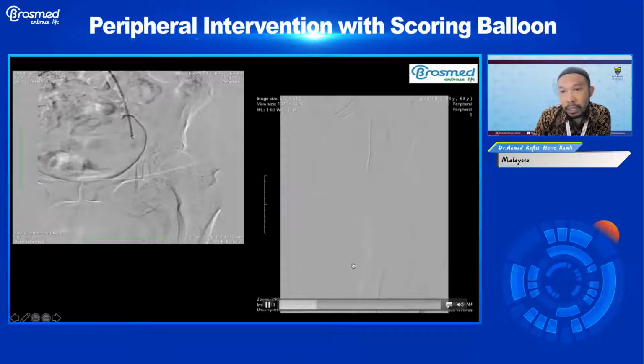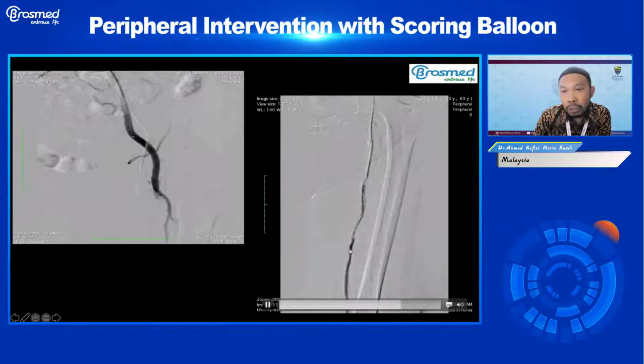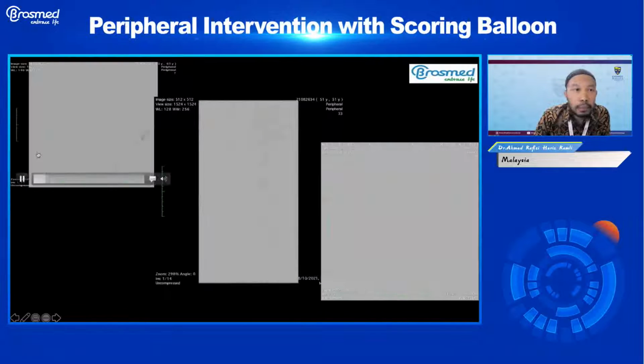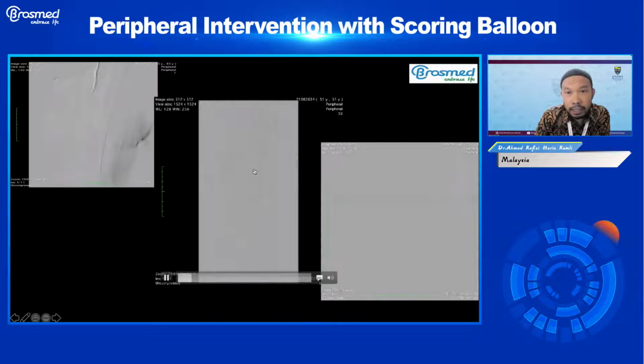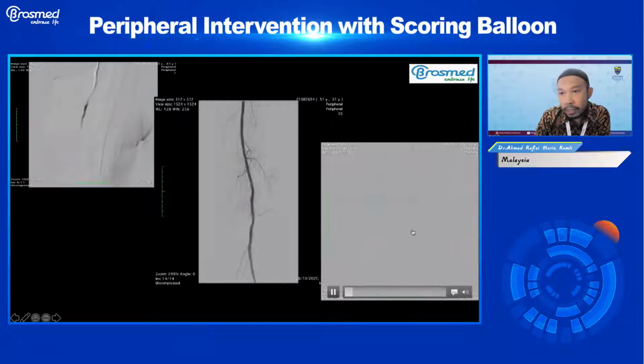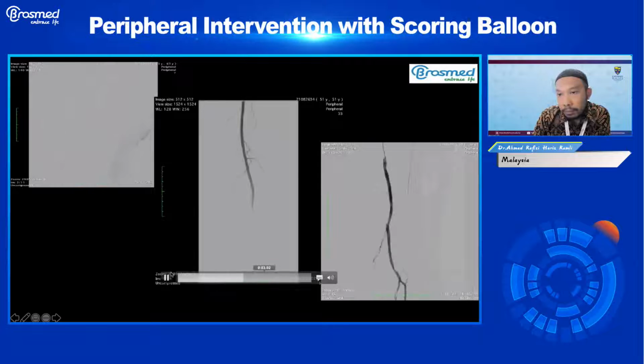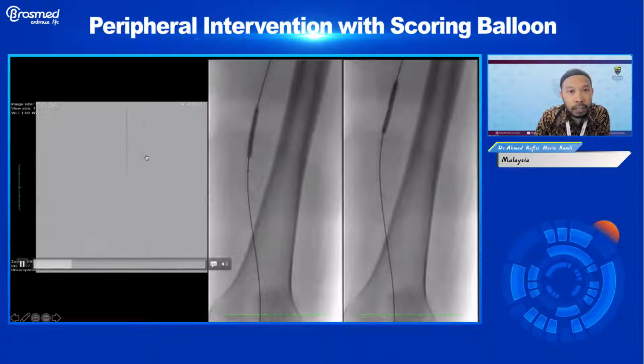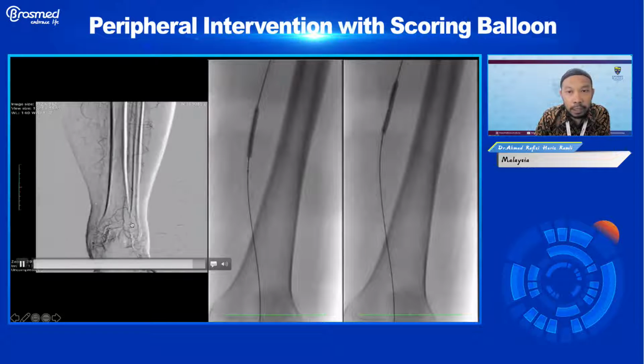As you can see, there is reconstitution of flow in the mid SFA. And in the distal SFA, the flow was fairly okay with multiple stenoses, but not very bad. The popliteal is also not too bad, and with fairly okay runoff. There's an anterior tibial and peroneal there.